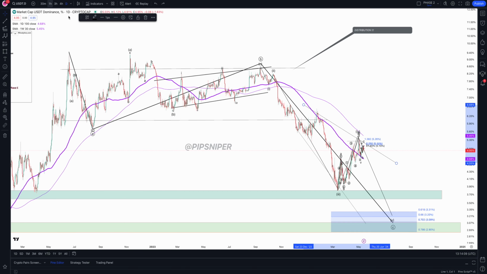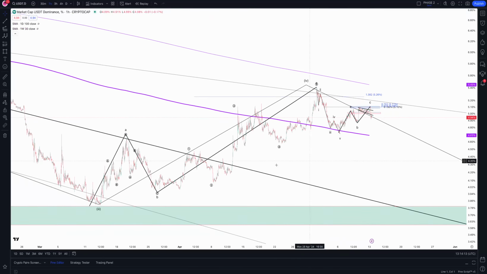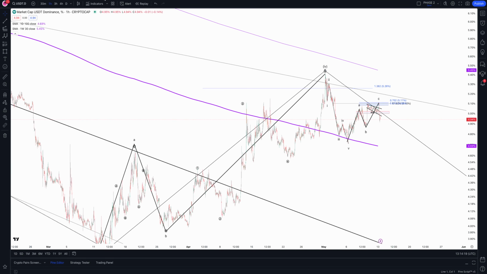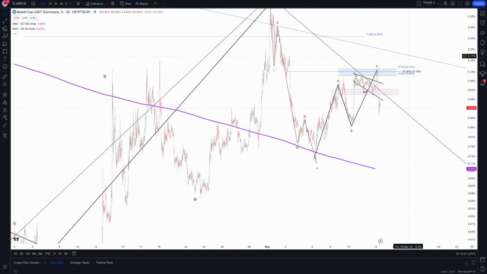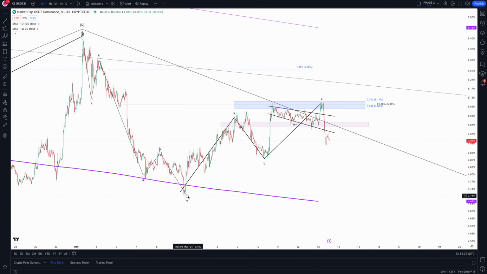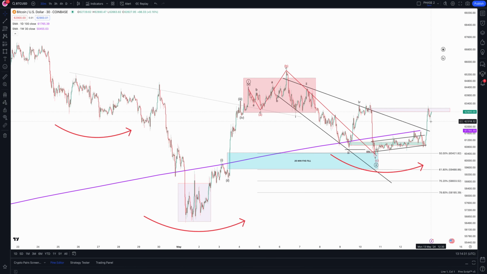Came up for a wave 4 over here in the form of a 3, 3, 5 Elliott wave flat pattern, rejecting off the 1.382, and now on the smaller time frame we're seeing a nice breakdown. Okay, so this is all bullish signs for crypto, and yeah, so you see as it's going down here, Bitcoin is going up. You guys see that?